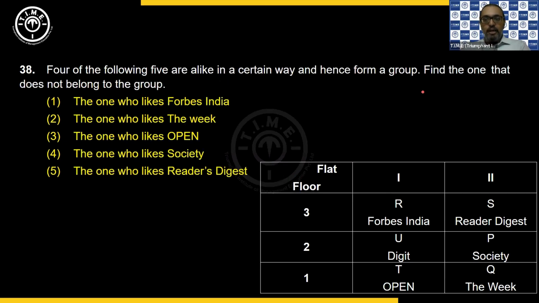Four of the following five are alike in a certain way and hence form a group. Find the one that doesn't belong to that group. So check and see. What do you get?